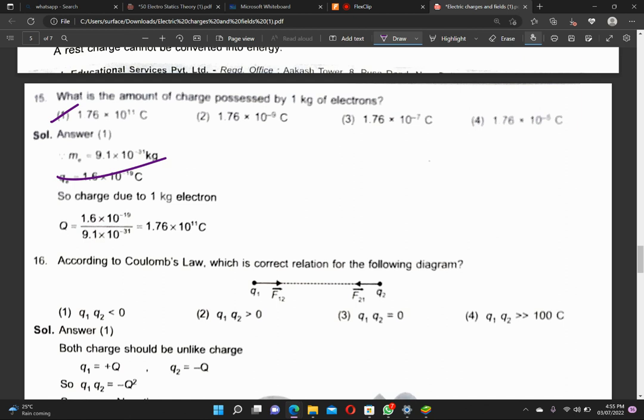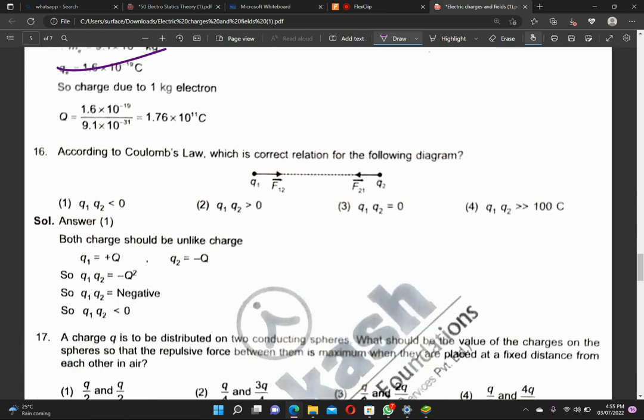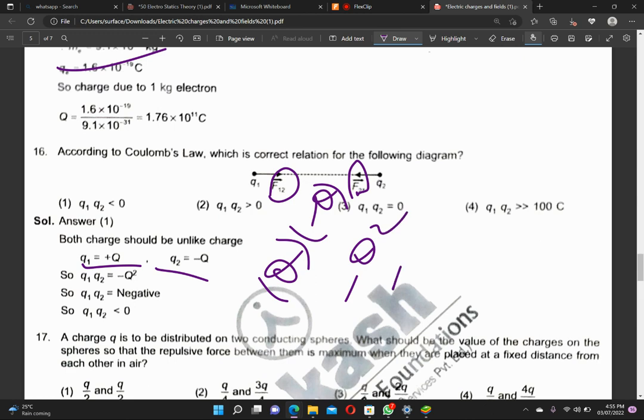Now, next question. According to Coulomb's law, which is the correct relation for the following diagram? Both charges should be unlike charges. By seeing the forces you can see they're attracting each other, which means they should be unlike charges. That means q1 will be plus q, q2 will be minus q. So q1 q2 will be q into minus q, which gives minus q square. q1 q2 is negative, which means it is less than 0. So your option is q1 q2 less than 0, option 1.